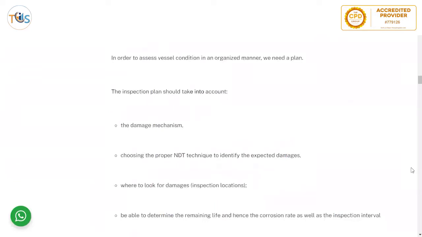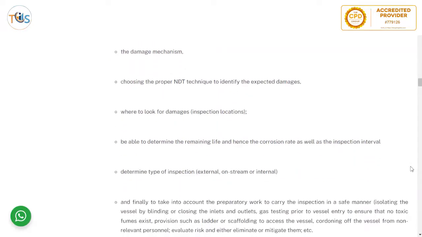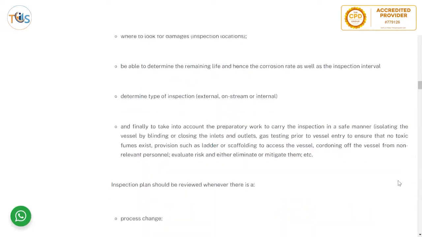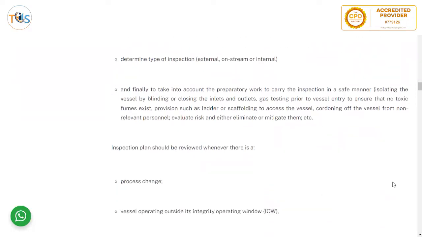Inspection plan. In order to assess vessel condition in an organized manner, we need a plan. The inspection plan should take into account the damage mechanism, so you can find the appropriate NDE technique to capture it. It should also cover where to look for damages, the inspection location, be able to determine the remaining life and hence the corrosion rate, as well as the inspection interval. Determine the type of inspection, whether external from outside on stream during operation, or internal from inside.